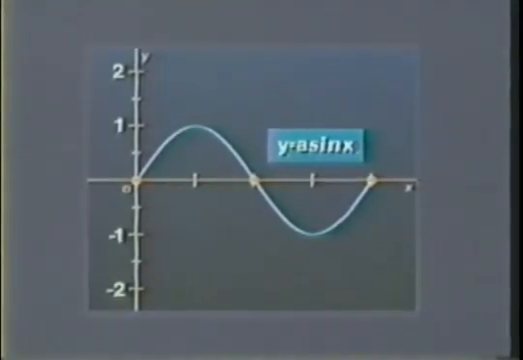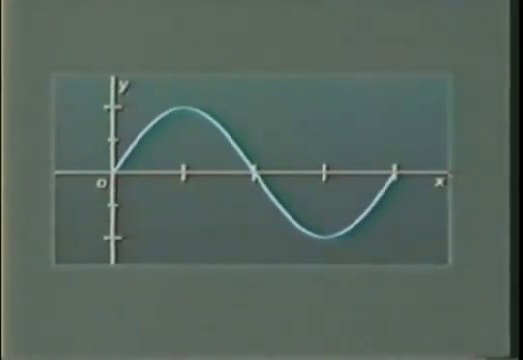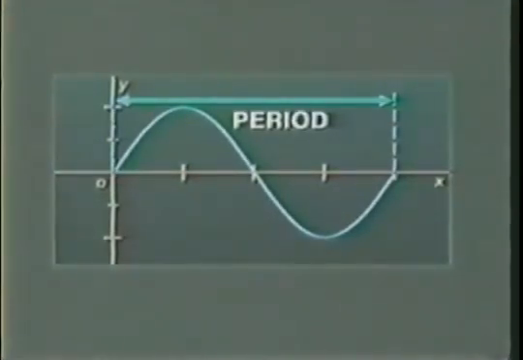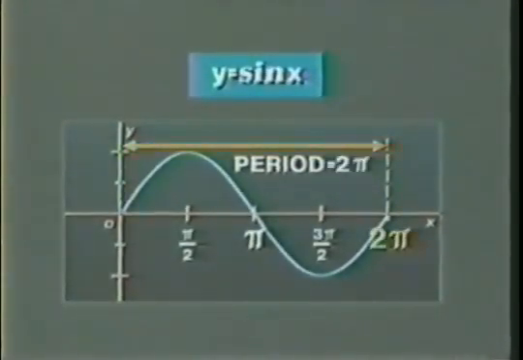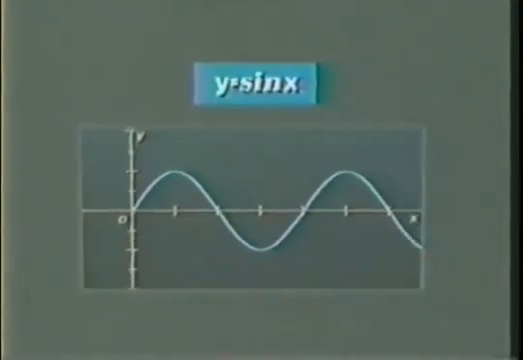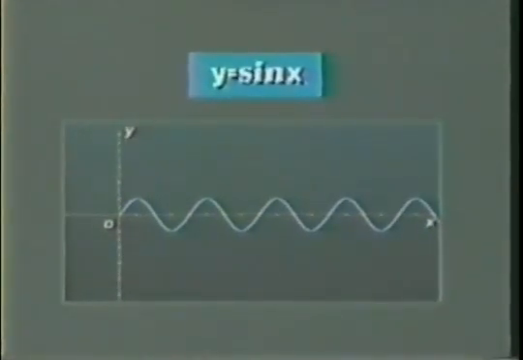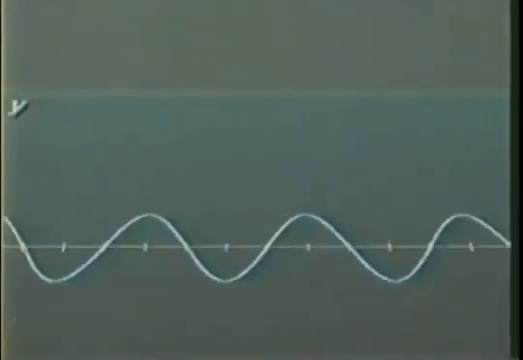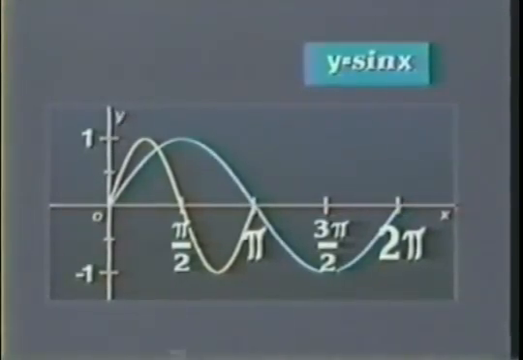Now let's look at another property of sine waves, the period. The period is the measure of the horizontal length of one complete wave, sometimes called a cycle. This wave has a period of 2 pi radians. If we continue plotting, the wave simply repeats itself over and over. Let's look at another curve. It crosses the x-axis at pi over 2 and completes one cycle here, so it has a period of pi radians. It has the same amplitude as y equals sine x, but its period is shorter.